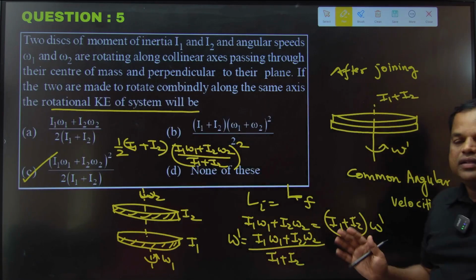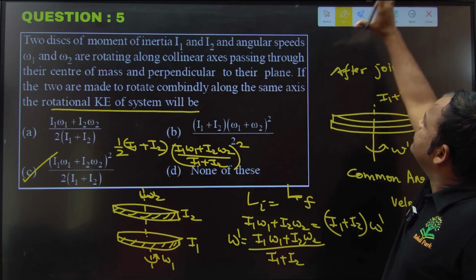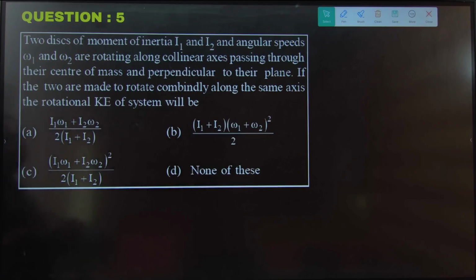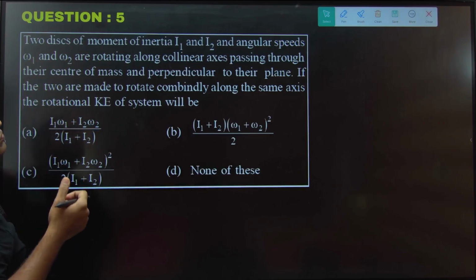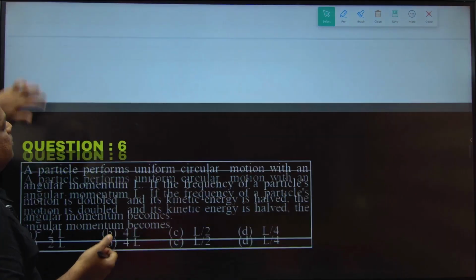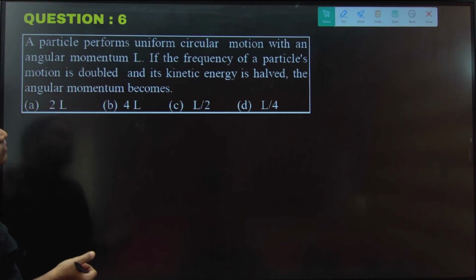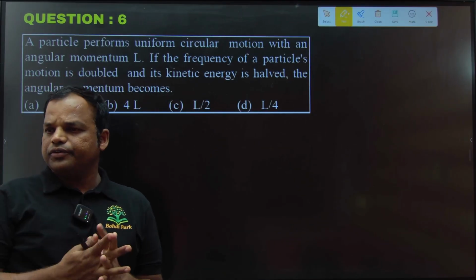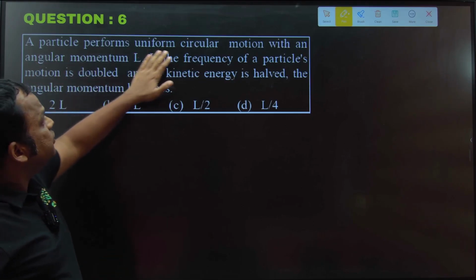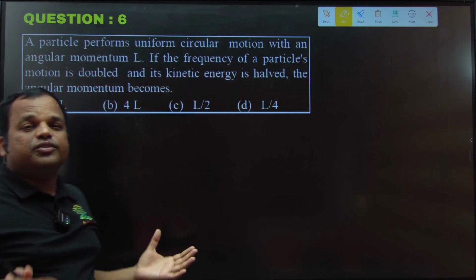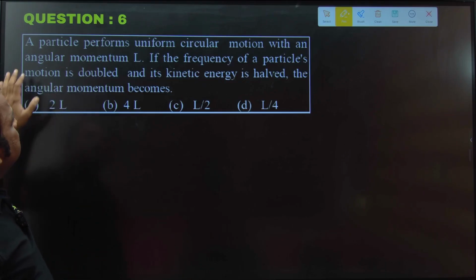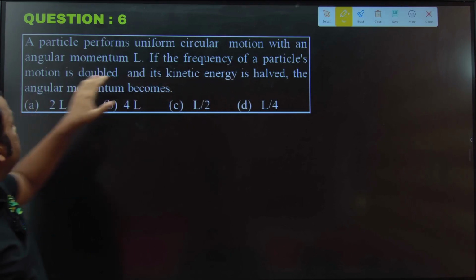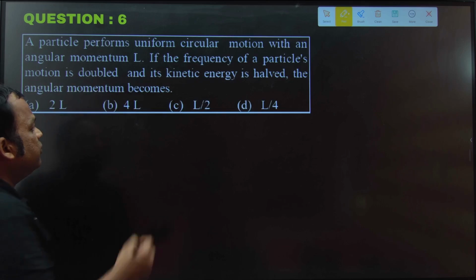Now let's move on to the sixth question. Now look at this new question, the sixth question, which is: a particle performs uniform circular motion, uniform circular motion meaning speed is constant, with an angular momentum L. If the frequency of the particle is doubled, we know that the frequency is F.